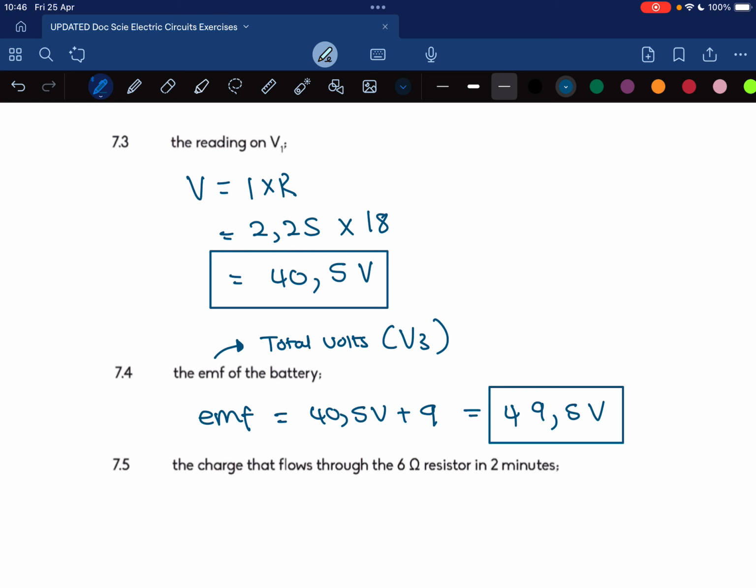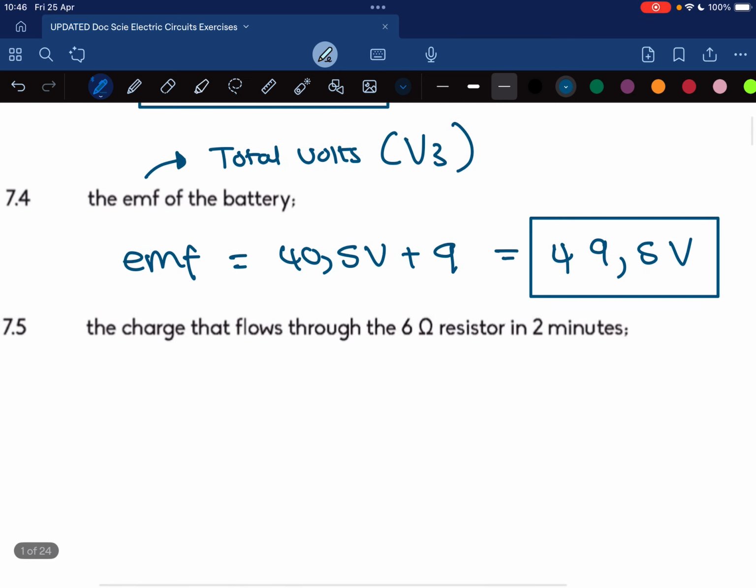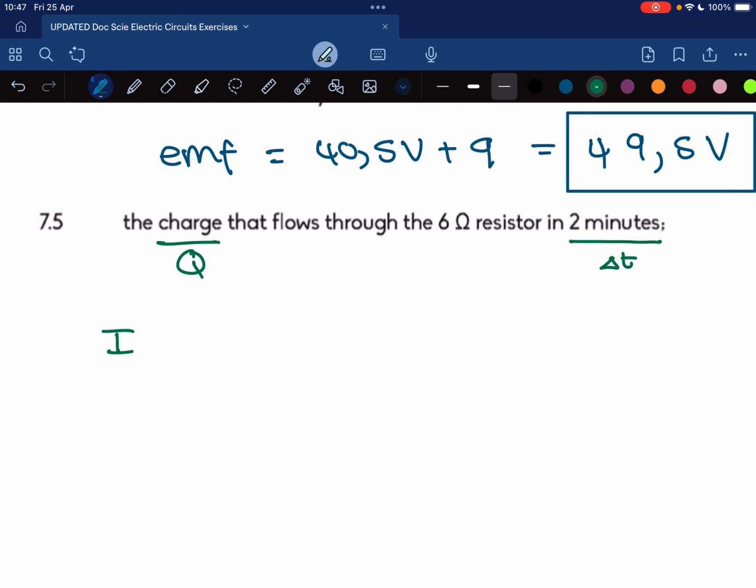Okay, then 7.5, the charge that flows through the 6 ohm resistor in 2 minutes. Now this is talking about charge, which is Q, measured in coulombs, C, and it's giving you time. So that has to do with the current equation, doesn't it? Because the current is equal to Q over delta T. So they want to know what the charge is. So technically charge is equal to I multiplied by delta T.